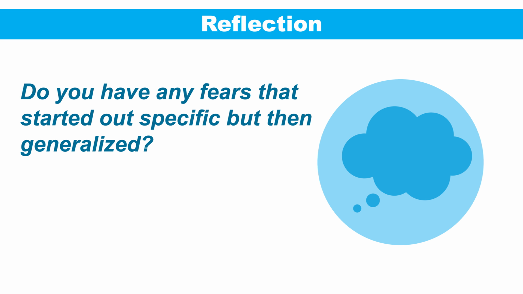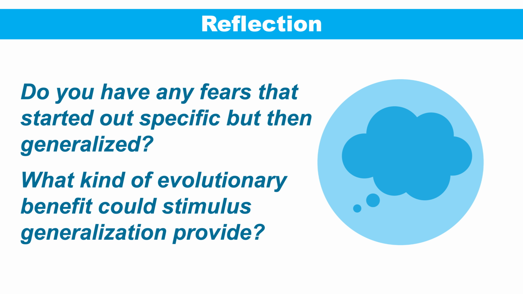Let's take a moment to reflect. Have you ever noticed a fear or preference that generalized to similar objects or situations? For example, does a bad experience with one dog make you cautious around all dogs? What kind of evolutionary benefit could stimulus generalization provide?